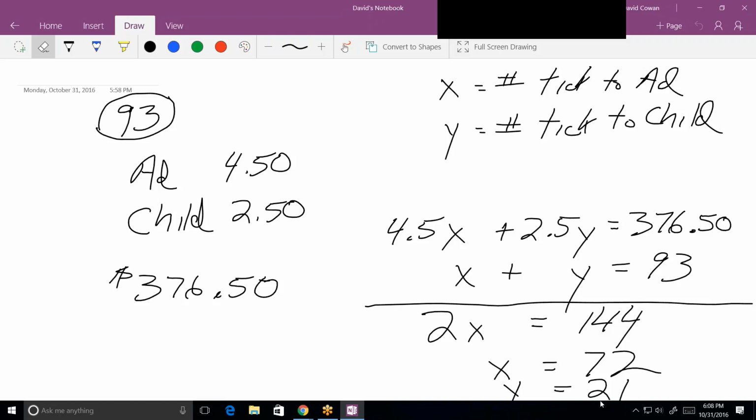Always. And furthermore, when I see a word problem, I sometimes just start reading the last sentence first. The last sentence tells you how to define your variables, almost always. Not 100% of the time, but I would say 95% of the time. And once you've defined your variables, now you go back to the first sentence, and the first sentence tells you that x plus y equals 93, and the second sentence tells you that 4.5x plus 2.5y equals that.